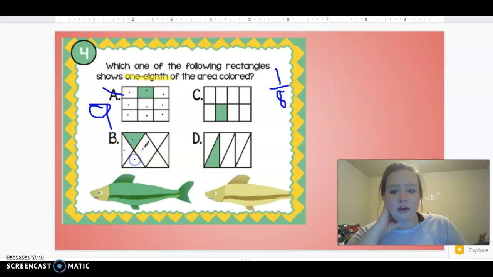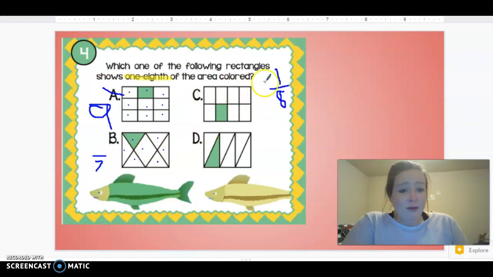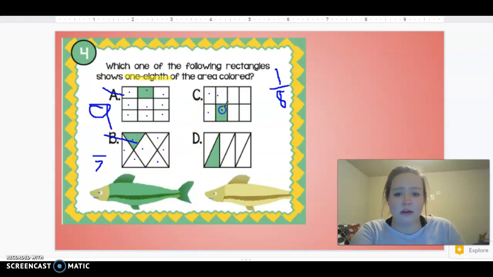1, 2, 3, 4, 5, 6, 7. That's a denominator of 7. I'm looking for a denominator of 8. That cannot be your answer. 1, 2, 3, 4, 5, 6, 7, 8.